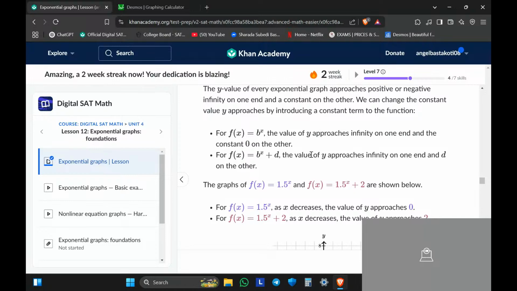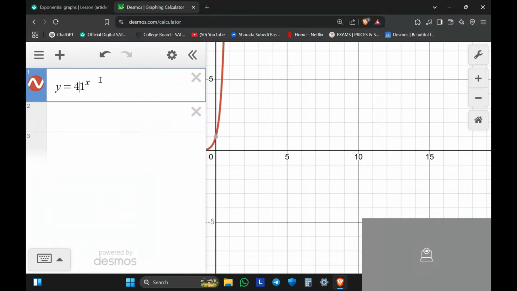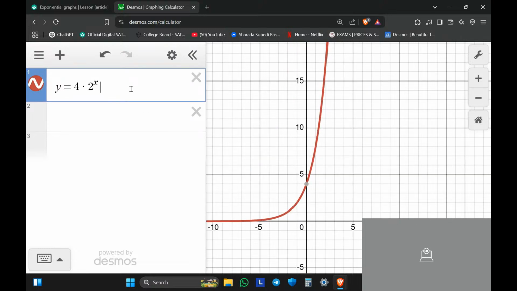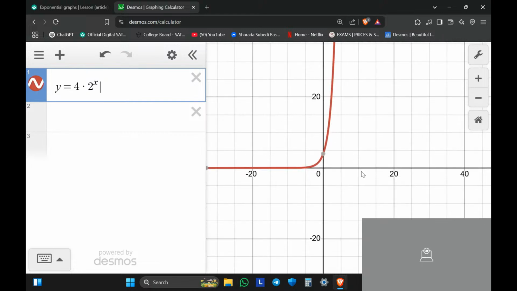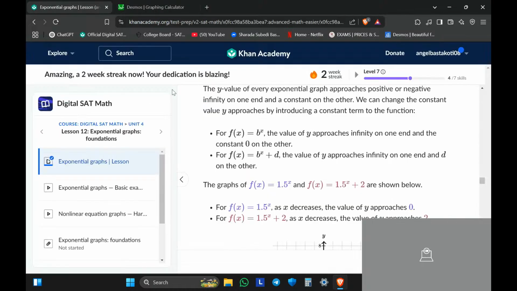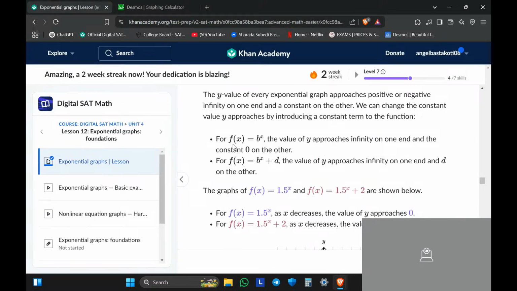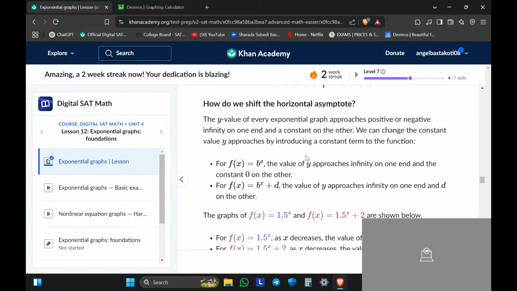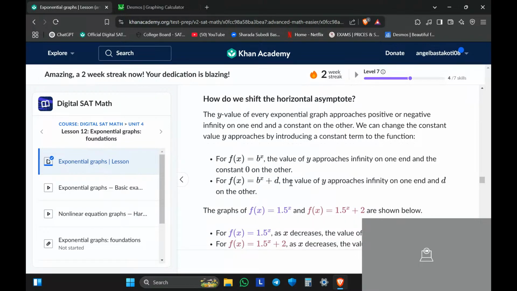That's why I put it on the other end, the constant zero on the other.